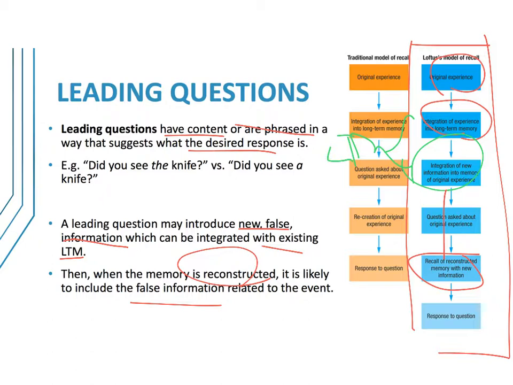the question. Now, of course, when the person responds to the question, they actually don't know what part of the memory is true or false. And that's why eyewitness testimony can be so unreliable, because you don't know where the truth starts or ends.